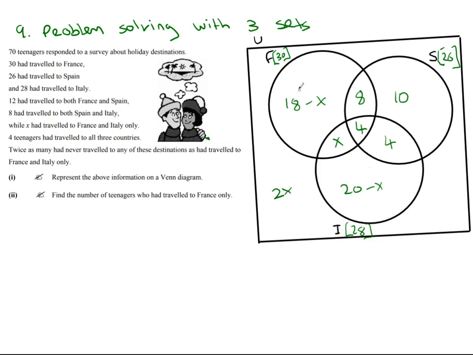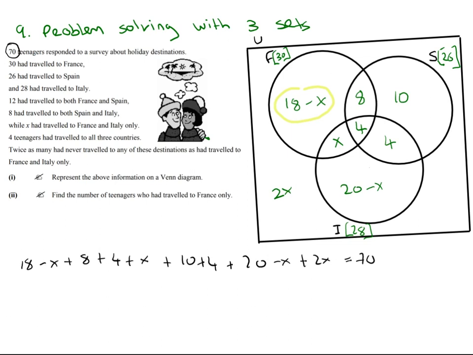France only is this region, and to find this region, you need to find x, and the question could say find x. So to find x, you set up an equation and you make it equal to 70 because the total is 70. So you add up all your regions, starting with 18 minus x plus 8 plus 4 plus x plus 10 plus 4 plus 20 minus x plus 2x must be equal to the total of 70. And again, make sure that you've added up all the terms inside the Venn diagram and that you let it equal your total, which is 70. So hopefully I've done that correct there.